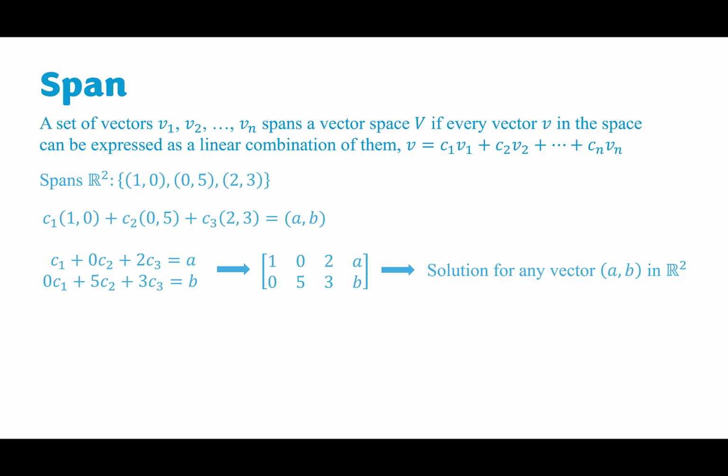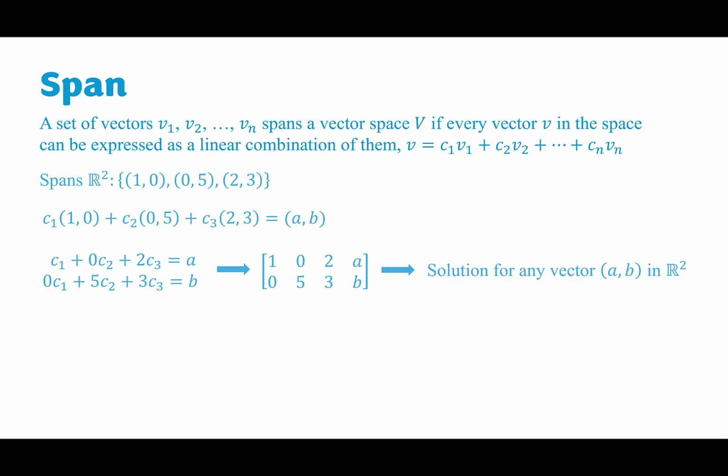Because our augmented matrix here shows that there does exist a solution for any A, B, right? You'll never get a contradiction. Remember, we get the contradiction when we have a row in our augmented matrix where we have a bunch of zeros, then the last column has a non-zero number, right? Because that'd be a contradiction. Say 0C1 plus 0C2 plus all the way to 0Cn equals a non-zero number. Right? That's a contradiction. But you don't get a contradiction in this case.